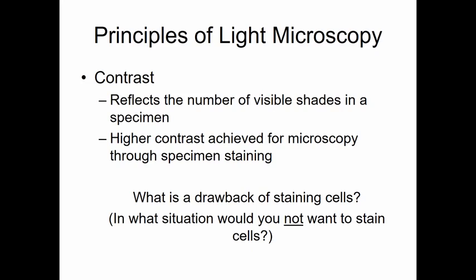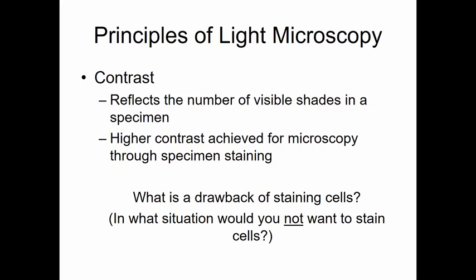Okay. Contrast is the last component. So this is going back to the number of visible shades. Higher contrast, in other words, more color, is much more useful for staining, okay? If we stain cells, we impart a color on them, okay?